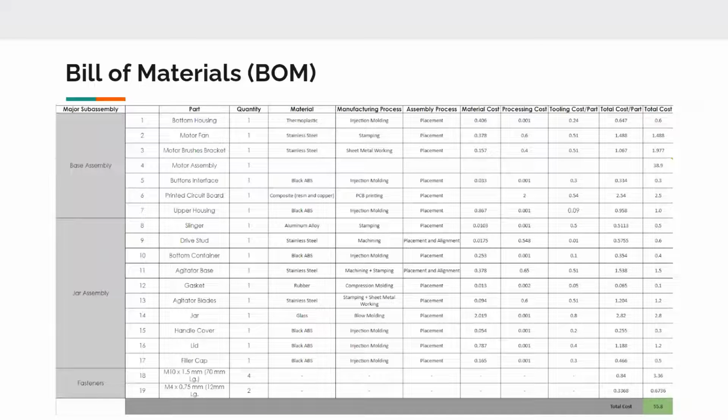This is our bill of materials for the Oster blender. The bill of materials shows the high-level assemblies as well as the individual components. The materials, assembly, and manufacturing processes are determined, and the costs are determined using estimates from lecture material and online cost calculators. Our rough estimates vary based on what calculator you use. Please note that the total cost coming up to $55.8 is 60% of the total retail cost at $90.